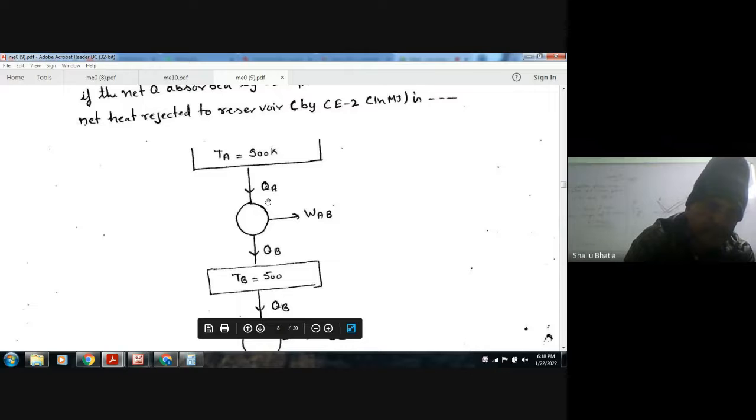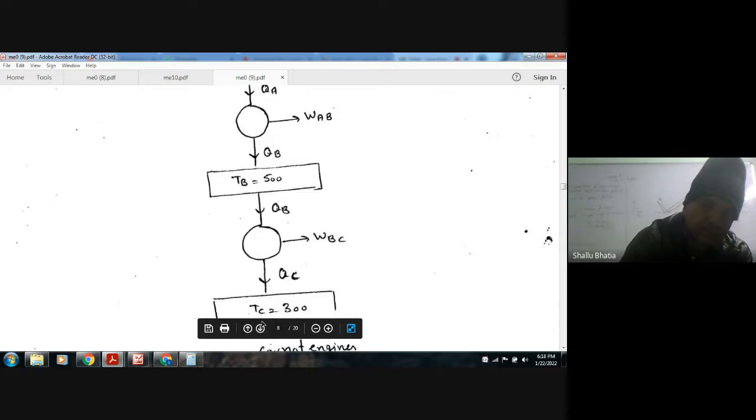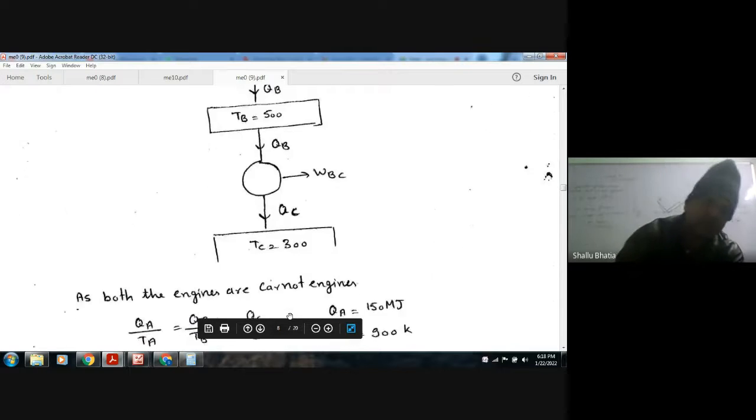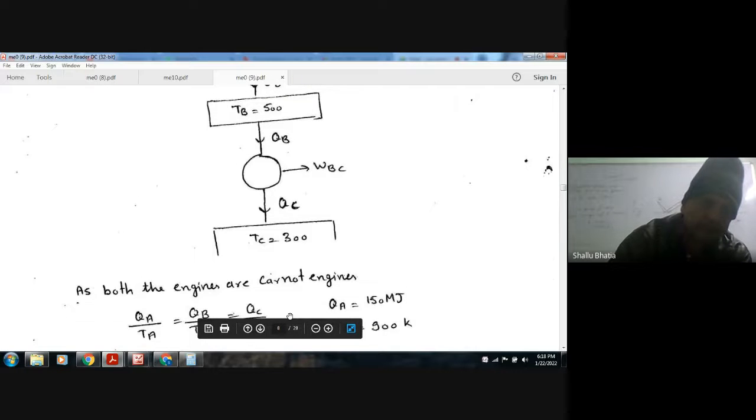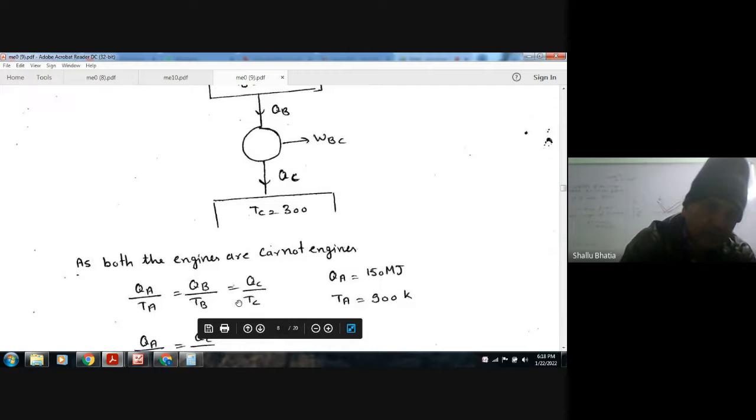So this is the diagram given. TA is 900, this is QA, this is QB, this is the work done. And this is TB, 500, this is QB. To maintain its temperature, the QB that it is receiving, it is rejecting. Then the work WBC with QC. As both cycles are Carnot cycles, QA by TA is equal to QB by TB is equal to QC by TC, as they are reversible processes.